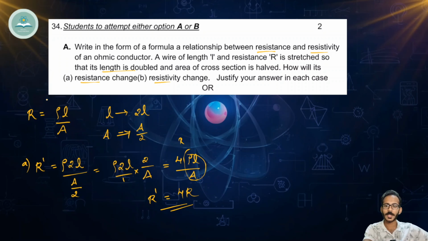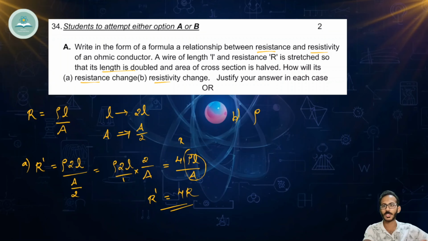So as per this question, how will the resistance change? Our new resistance will be 4 times the first resistance. That's the answer. Now, the B part is, how will the resistivity change?